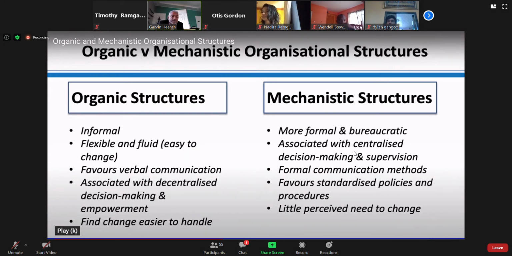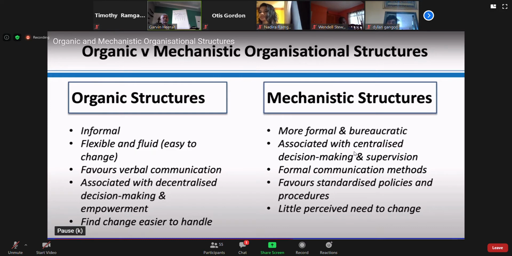So I'll continue. Essentially, organic structures are all about informality. It's that chilled out, flexible, informal way of organising a business, the way people talk to each other, the way they organise and take decisions, with an emphasis on empowerment and decentralisation. Often it's argued that organic structures find it easier to handle change, to embrace change, to make it happen.